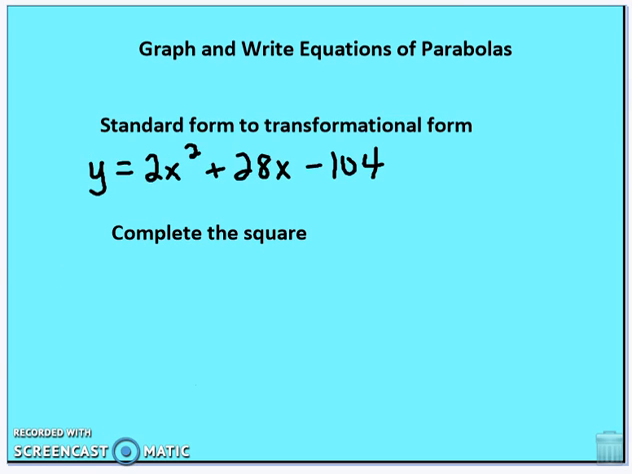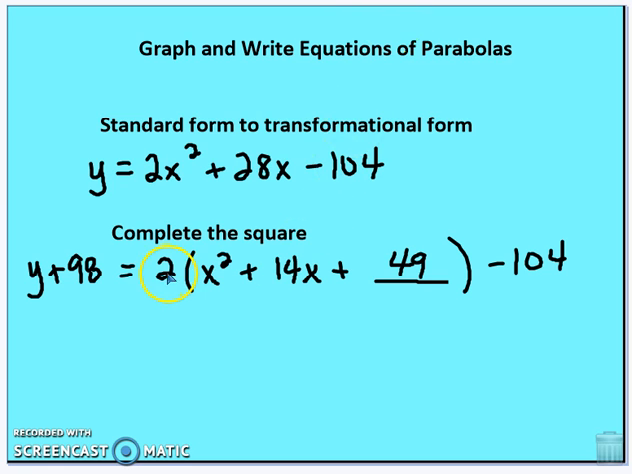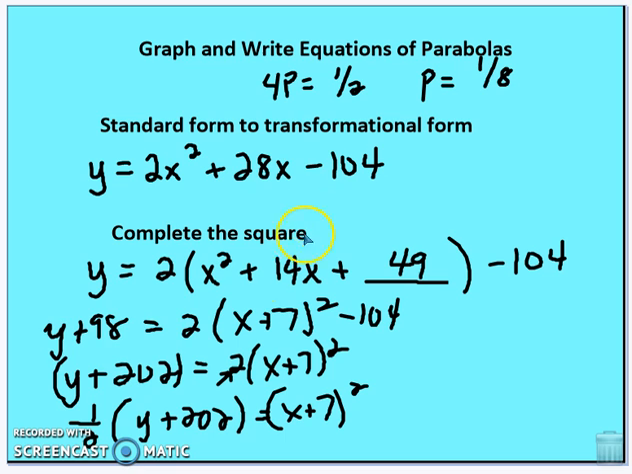Right, so now we're going to complete the square again. We're going to take an extra step, and we're going to move from standard form to general conic form or parabolic form. So we're going to distribute out the 2 first, x squared plus 14x. Then we're going to complete the square. B over 2 squared is 49. And then I'm going to add 2 times 49 to the left-hand side. I have y plus 98. I'm going to rewrite as a squared binomial. Y plus 98 is equal to 2 times x plus 7 squared minus 104.